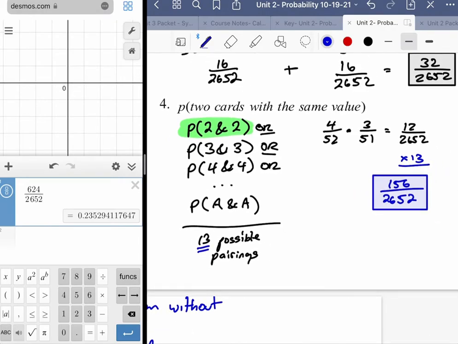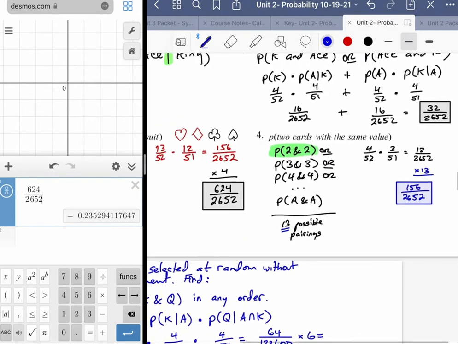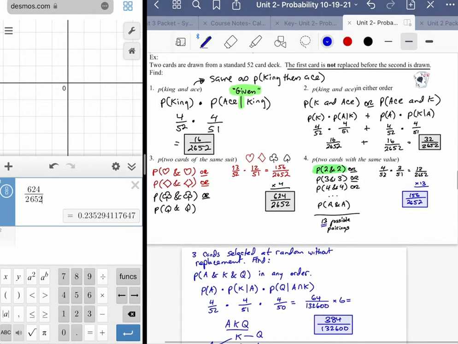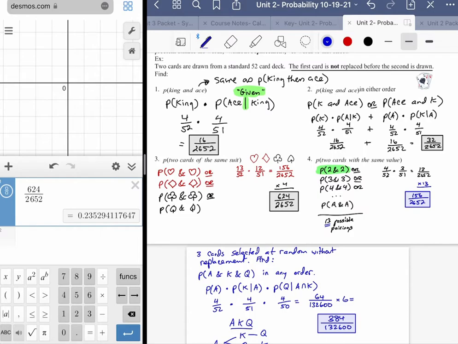Which is kind of an interesting outcome. No, we got 156 over 2652 over here.